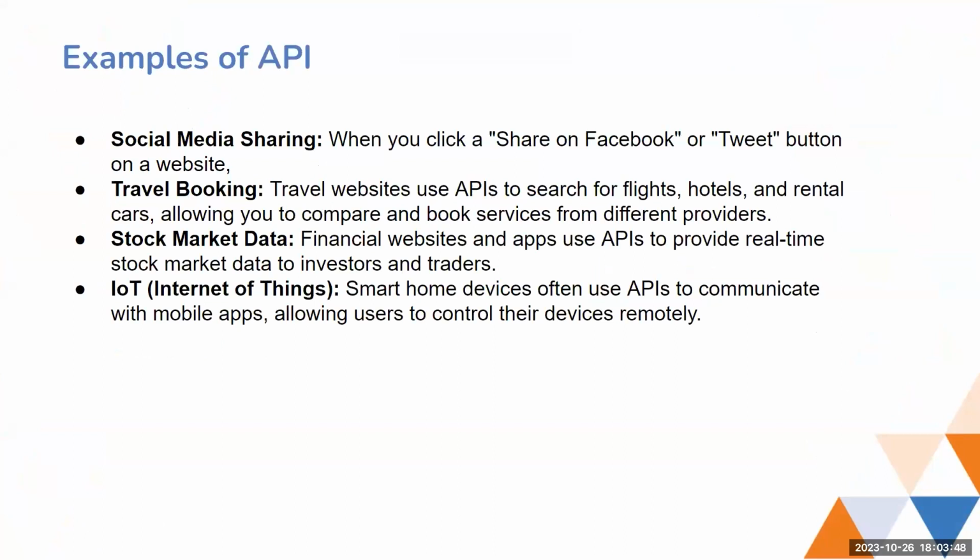Now, some of the common examples of API which we see in our daily lives are social media sharing. Whenever we share anything on Facebook, it is the API which is working in the backend, which helps us to share data. Or, for example, in travel bookings, there are different sites which give us data about different flights and different hotels. It retrieves data from different websites and gives it to us together in one place. So for fetching data from different websites, it is the API which works. And then stock market data, there are various websites which keep updating the stock prices. That is also API working behind the scenes.